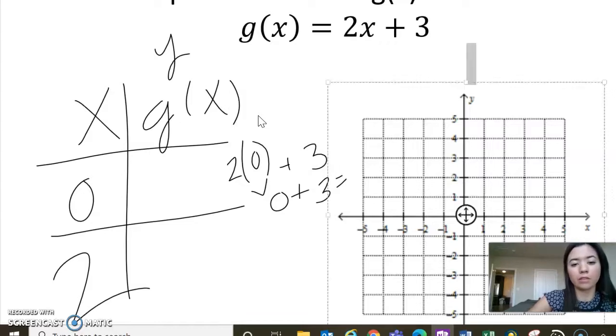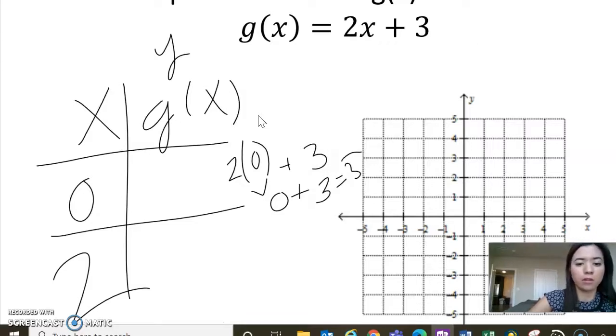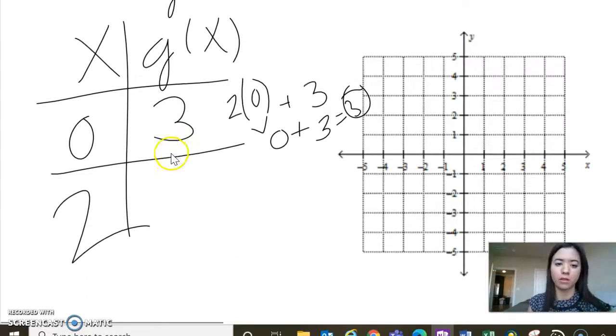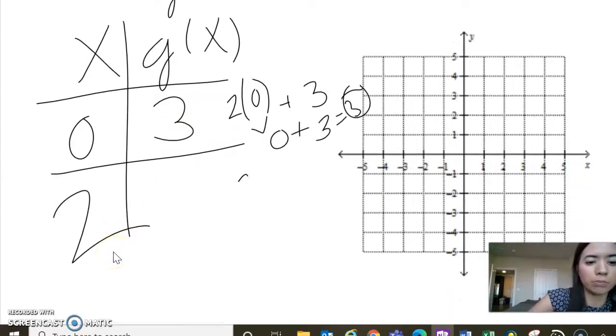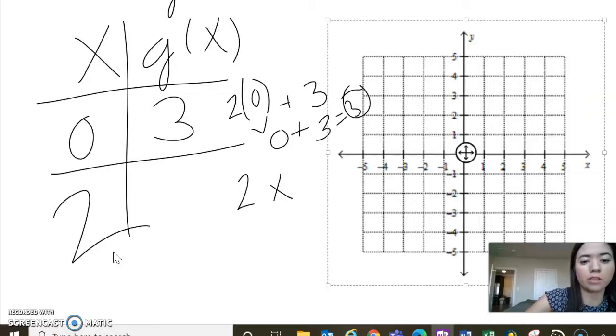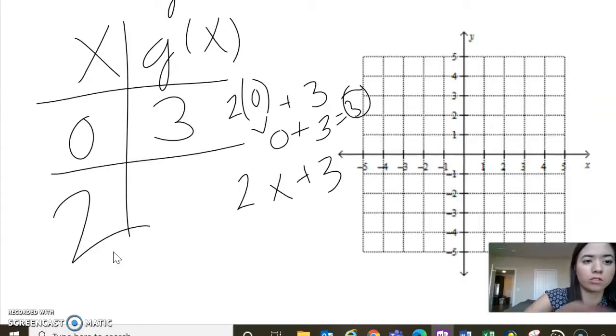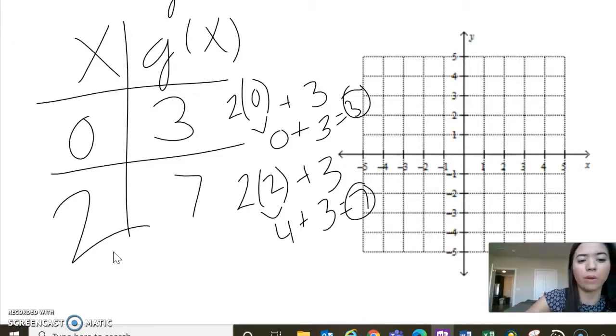So that means my output was 3. And then we do the same thing with the 2. 2 is my input, so let's put it into my equation here. Again, this was 2x plus 3. So my 2 is going to replace the x, because that is what I'm putting in. And we get 4 plus 3, which equals 7. So that is my output when we plug in 2.